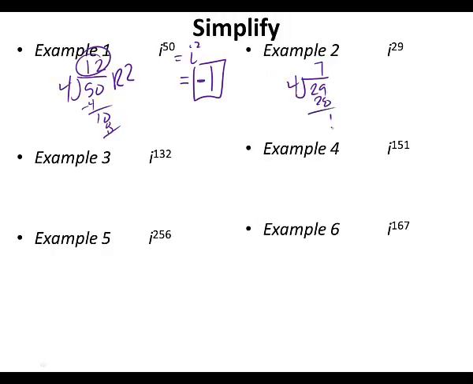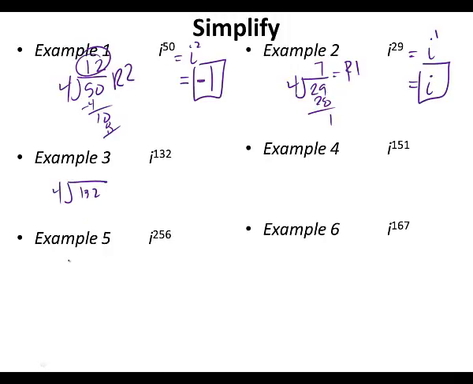7. What's left over? 1. Remainder 1. So that means this is the same as i to the first. The remainder goes there. What's i to the first? It's just i, isn't it? Okay. Let's try example 3.